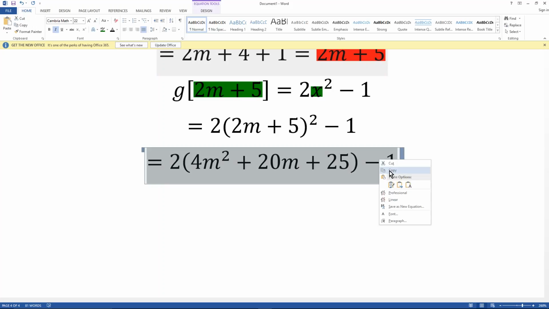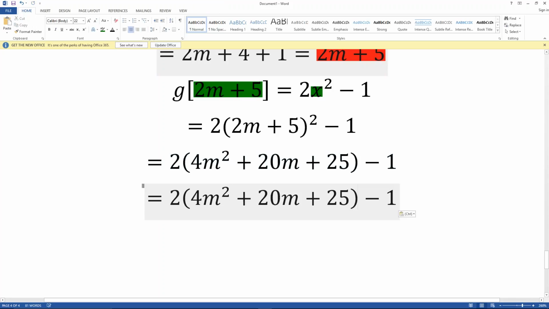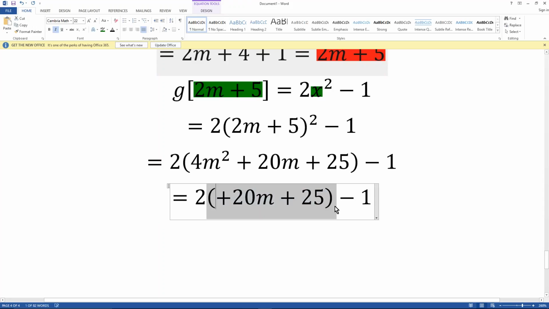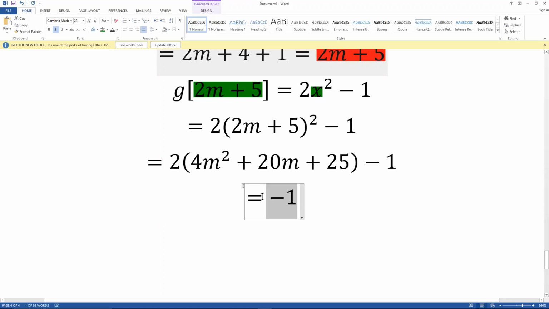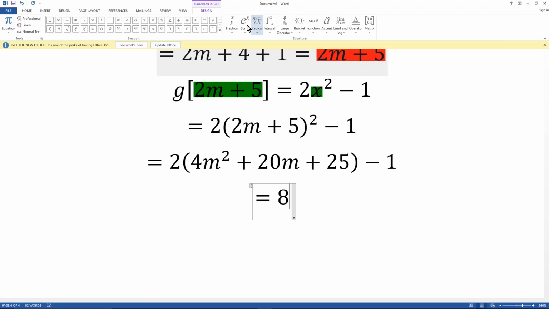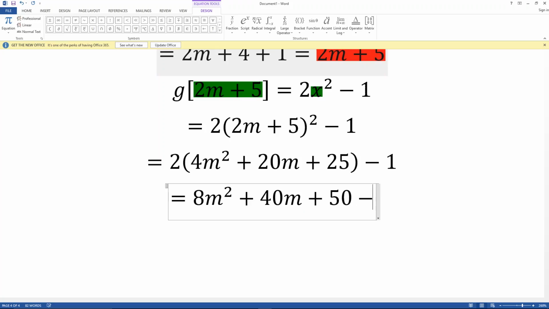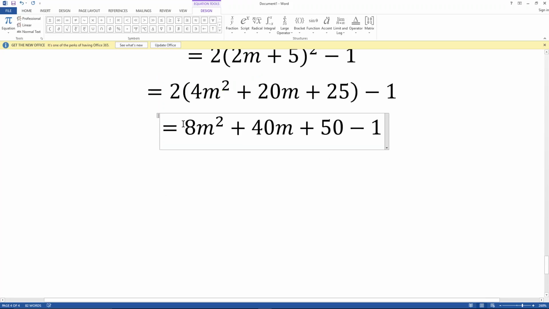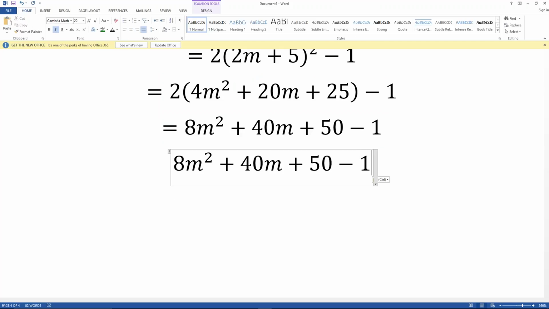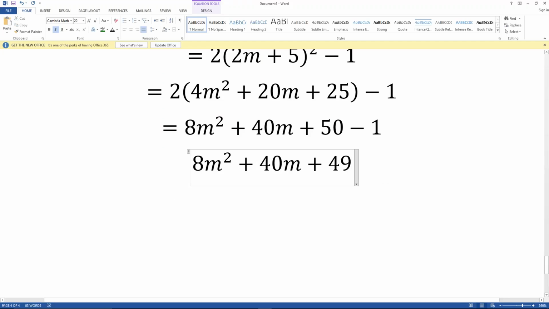Distribute that 2. And what do you get? 8m squared plus 40m plus 50 minus 1. And then the last thing you're going to do is combine those numbers together, and you get what? 8m squared plus 40m plus 49. Right.